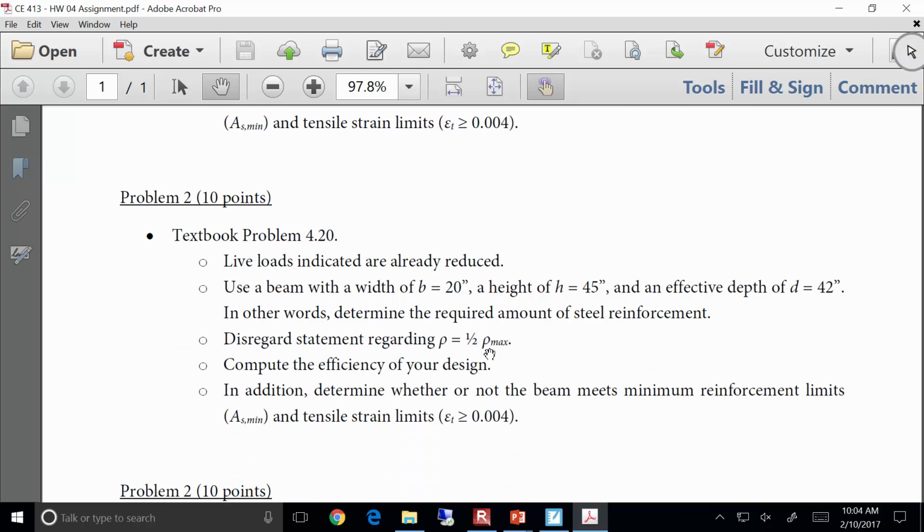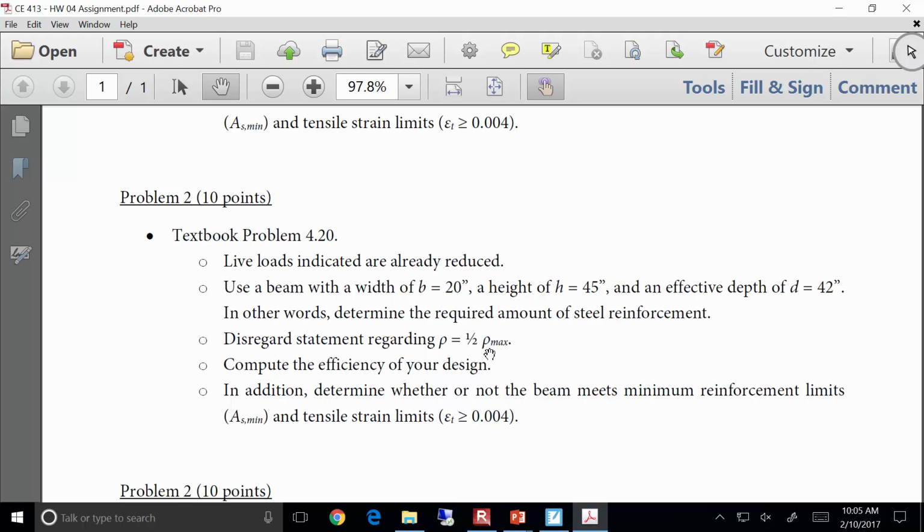Here's the one that really needs some clarification: problem 2. Use a beam width of B equals 20 inches, a height of H equals 45 inches, and a D of 42 inches. So I'm telling you the size of the beam. Just pick the steel. There's a statement in the book regarding rho equals 1/2 rho max. Ignore that. The difference is that problem 1 is an unknown cross-section, and problem 2 is a known cross-section. I wanted you to do both designs.